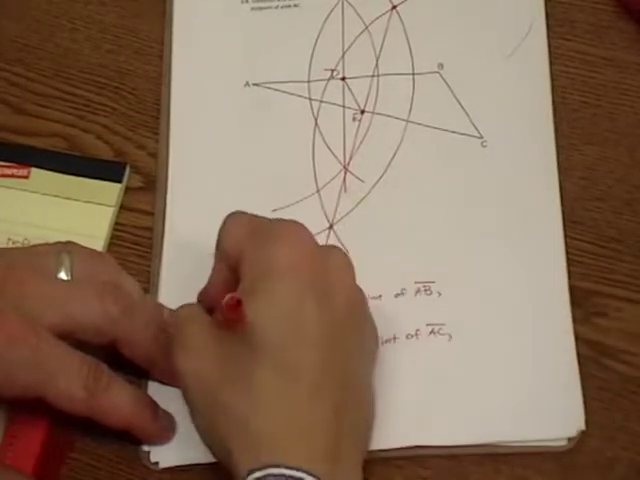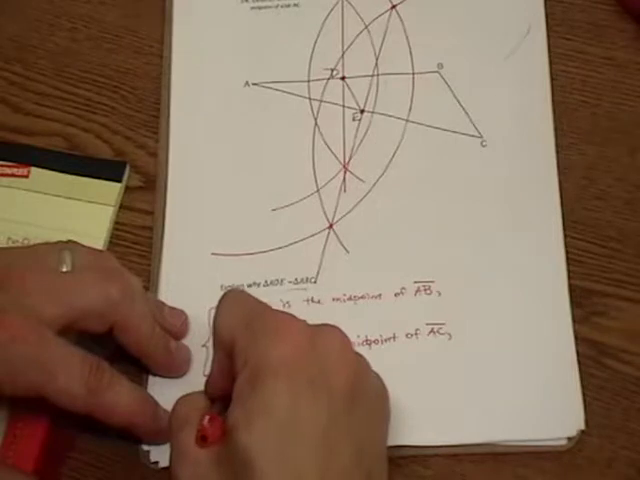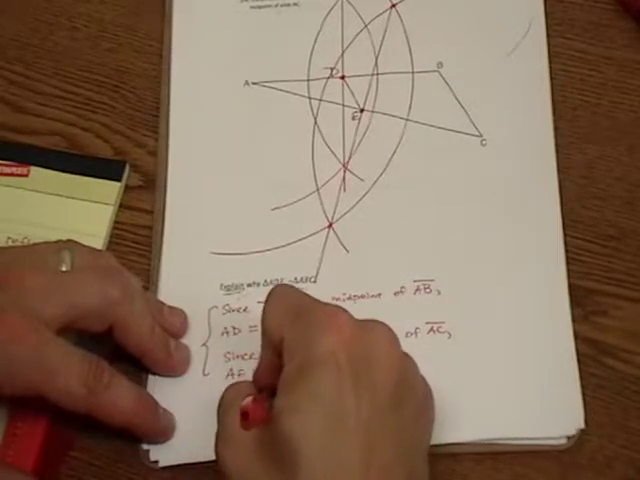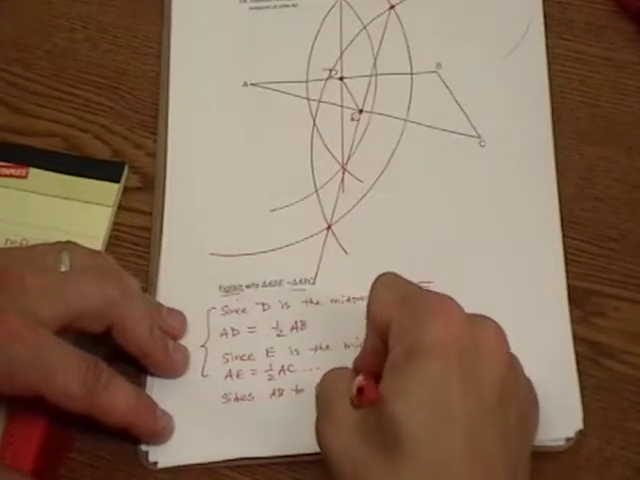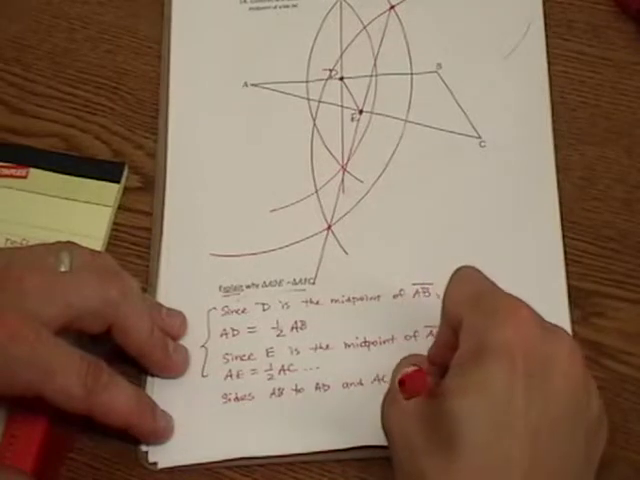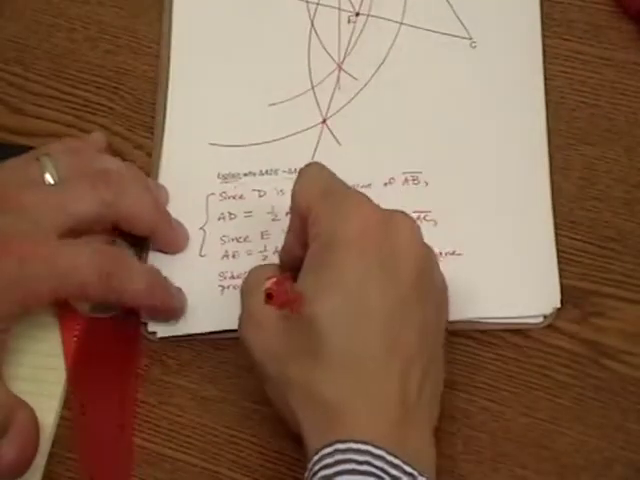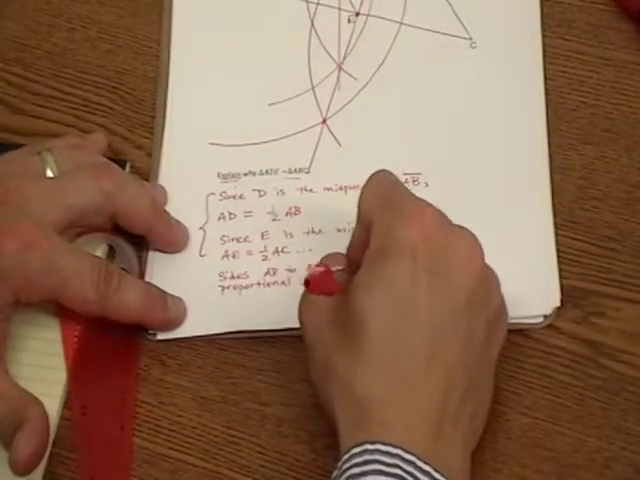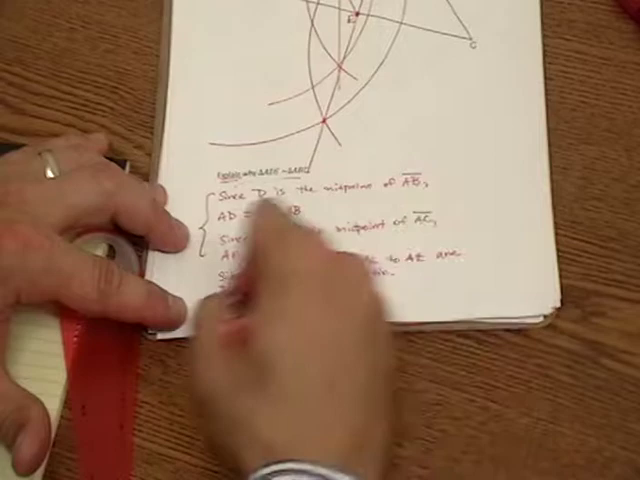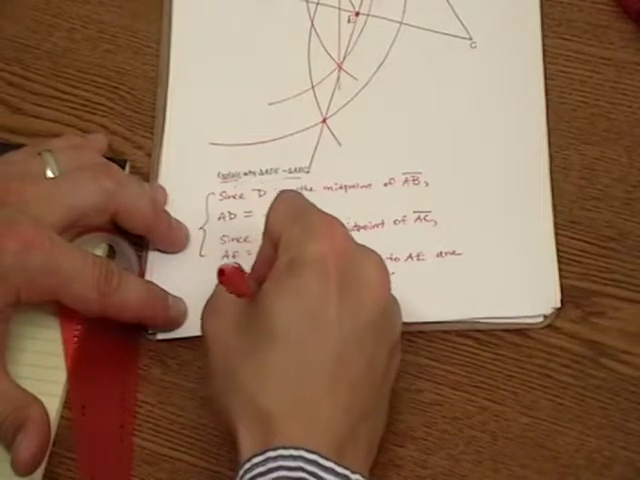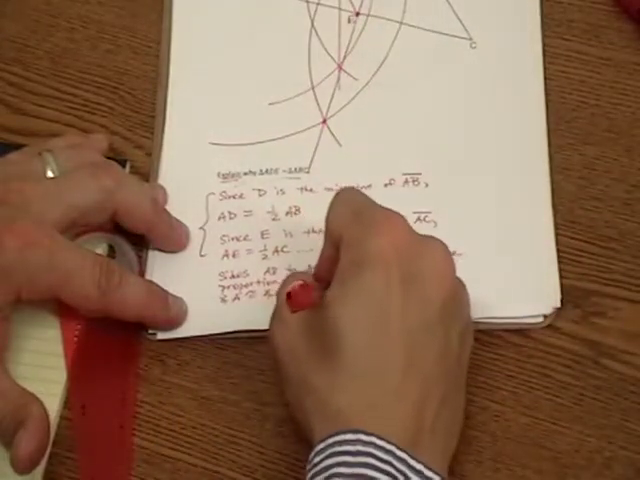Okay, now summarize those two statements. Sides AB to AD and AC to AE are proportional. Same ratio, right? 1 to 2 or 2 to 1, whichever way you want to look at it. And now angle A is congruent to itself, right? See this angle? By reflexive property.